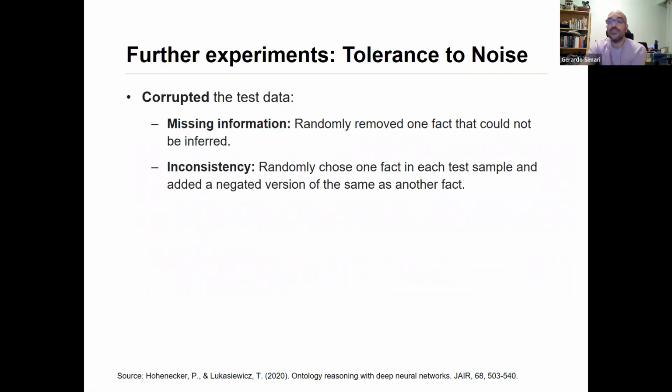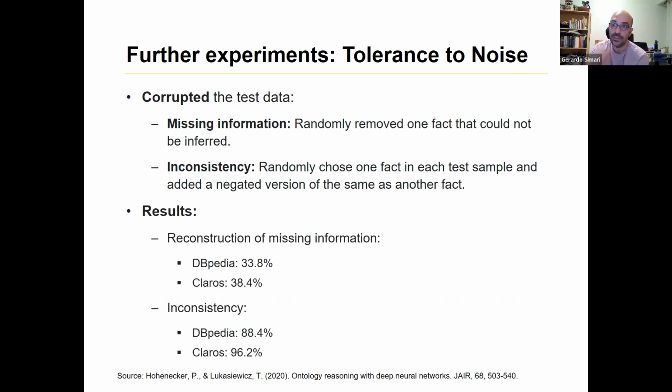The further experiments that I found the most interesting were the ones that I mentioned at the beginning, where they corrupted the test data in 2 ways. So first, randomly removing one fact that could not be inferred. And the other kind of corruption was the inconsistency, where they randomly chose one fact in each of the test samples and added the negated version of the same as another fact. So something that should not happen.